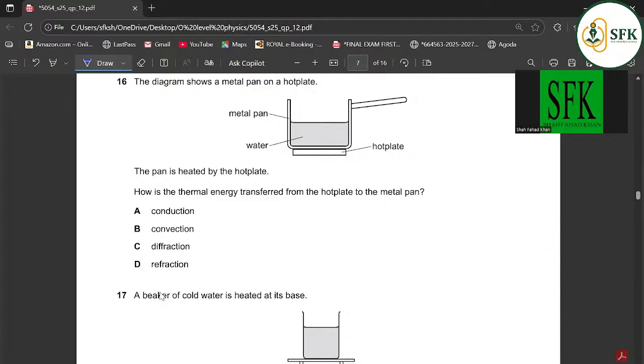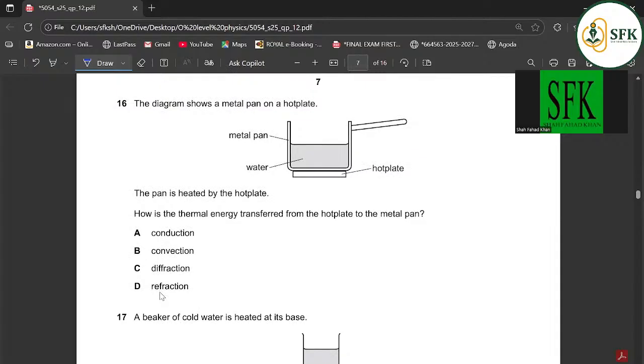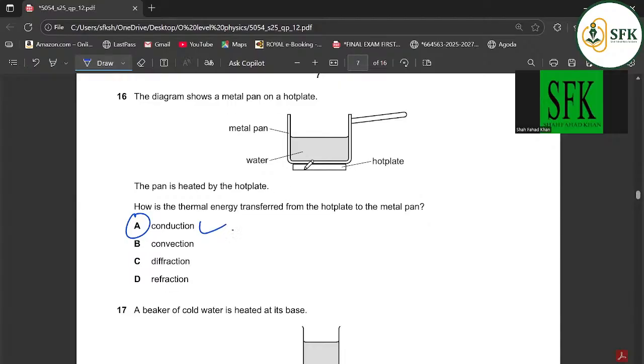The diagram shows a metal pan on a hot plate. The pan is heated by the hot plate. How is the thermal energy transferred from the hot plate to the metal pan? Because they are in direct contact with each other, it's going to be conduction. Okay, it's conducted from one metal to another.